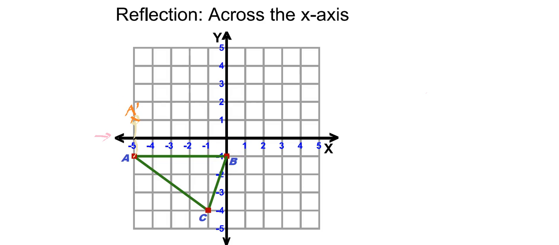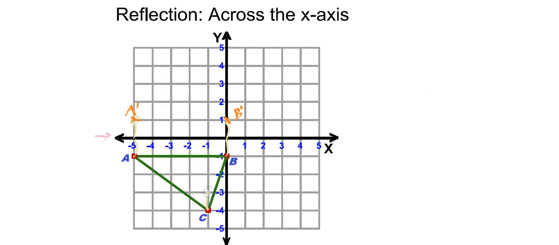We do the same process for B. So we go 1. On the other side, 1. So right here, this point here will be B dash. It's dash because it's the image of B. It's a copy.